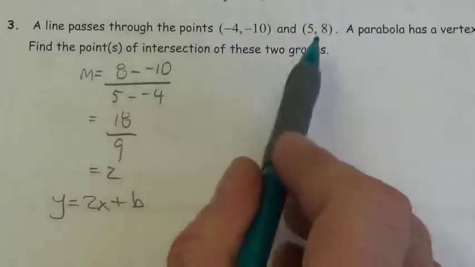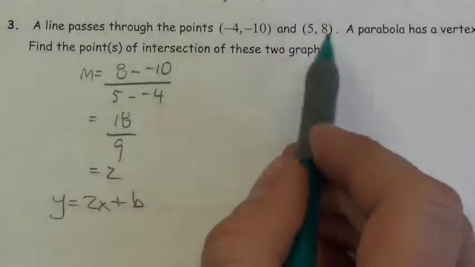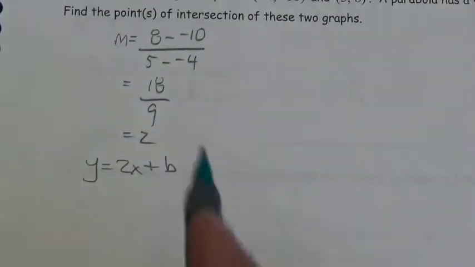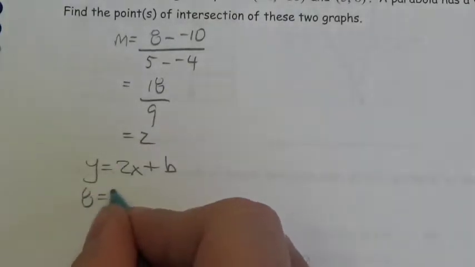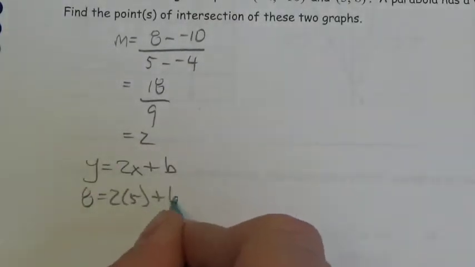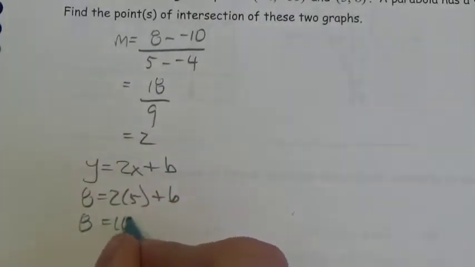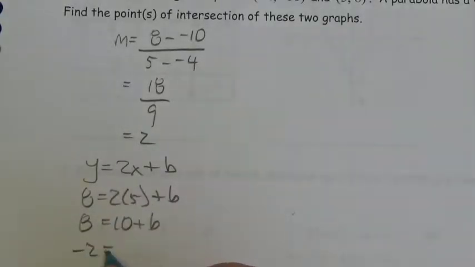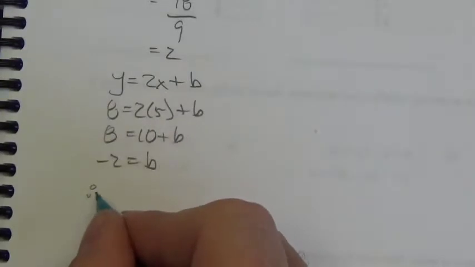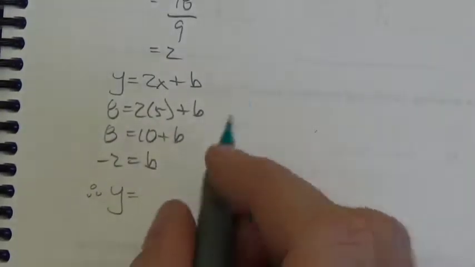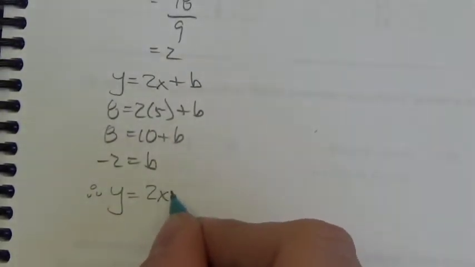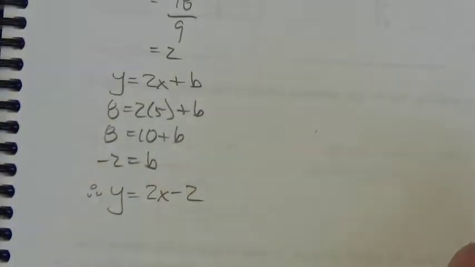Either one of those points should satisfy this line. I'm lazy. I'm going to use the 5, 8 because there's no negatives there. So 8 is going to equal 2 times 5 plus b. 8 is equal to 10 plus b. Negative 2 is equal to b. Therefore, the equation of the linear function is going to be 2x minus 2. We'll come back to that in a second.